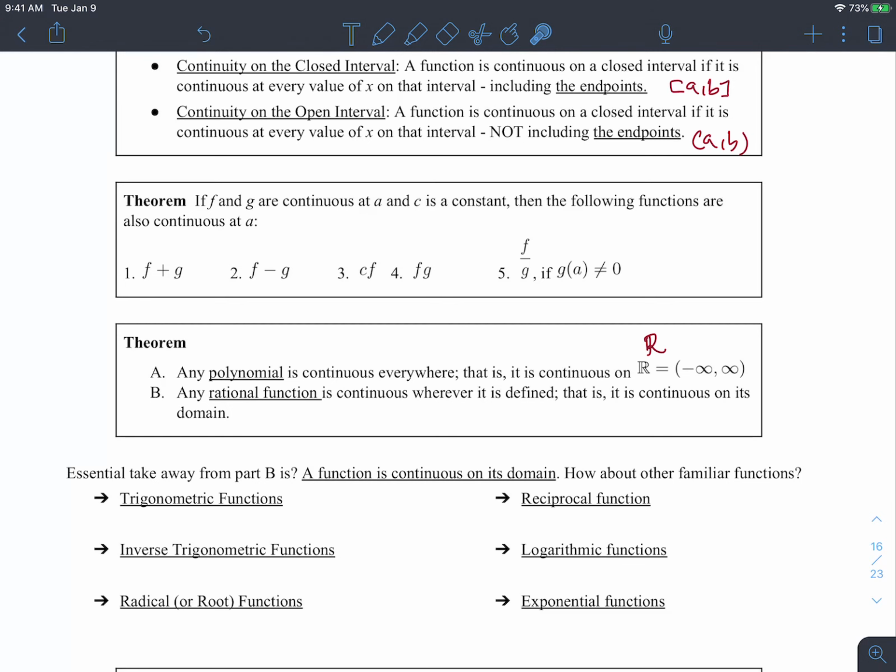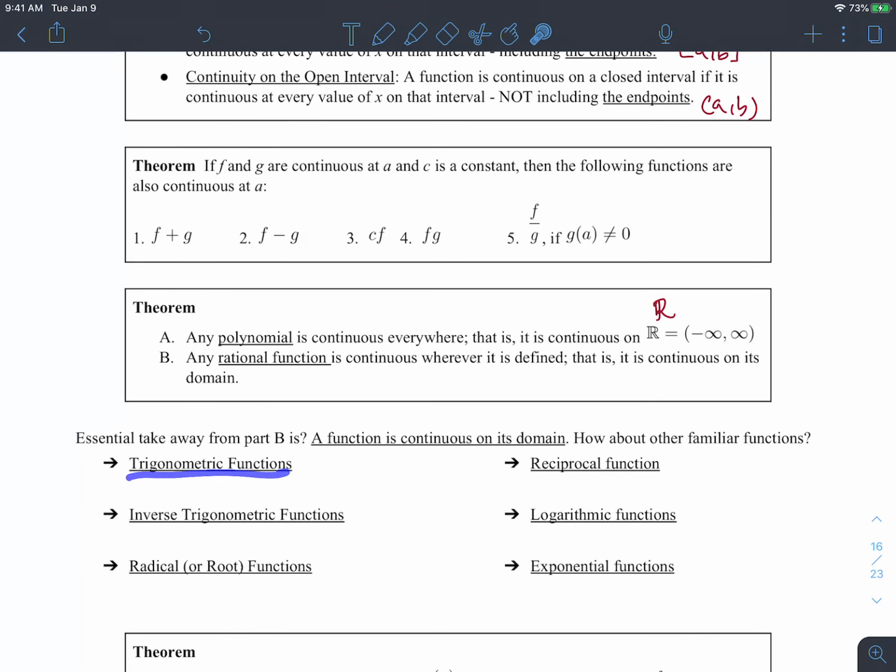So how about the other familiar functions, like trig functions, right? If you look at sine and cosine, they're continuous everywhere. But if you look at tangent and cotangent, there are breaks every pi or so, same thing with secant and cosecant. So those are reciprocals, right? And similar will be true for the inverse functions or square roots, right? So for example, if you have, I don't know, the square root of 3 minus x, it'll be continuous as long as 3 minus x is greater than or equal to 0. So as long as x is less than or equal to 3, this function is continuous.